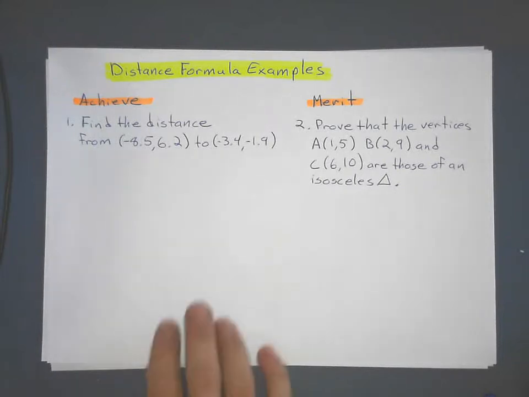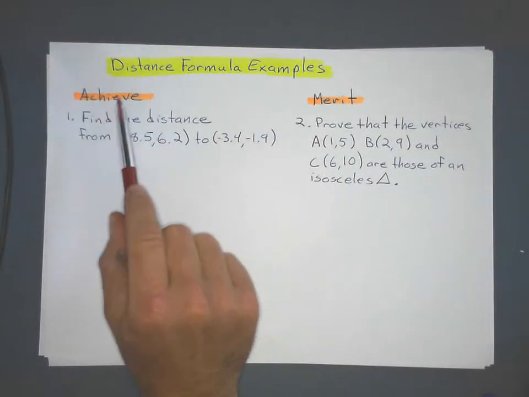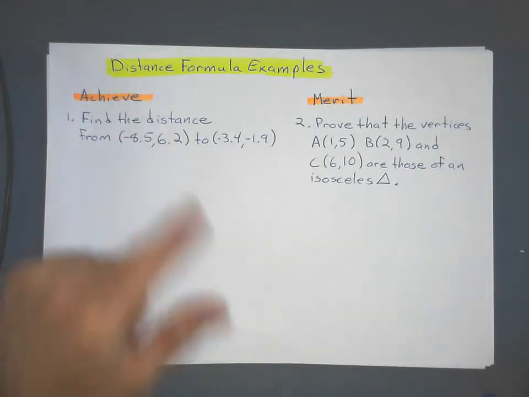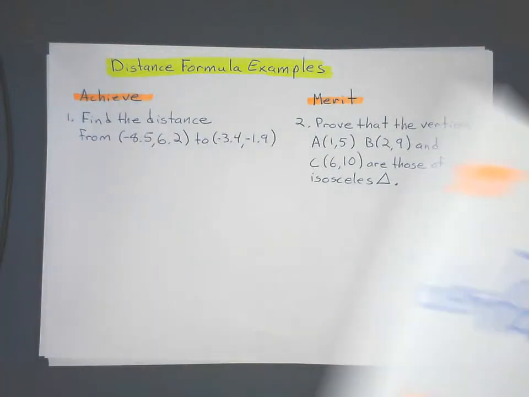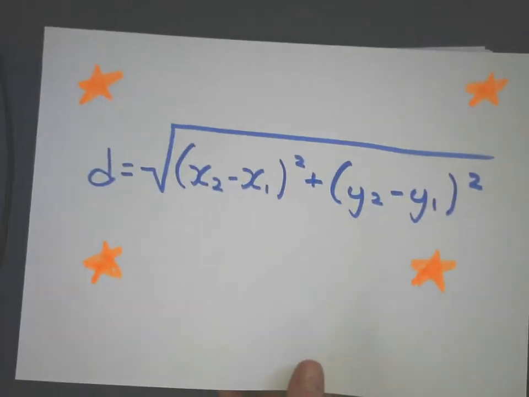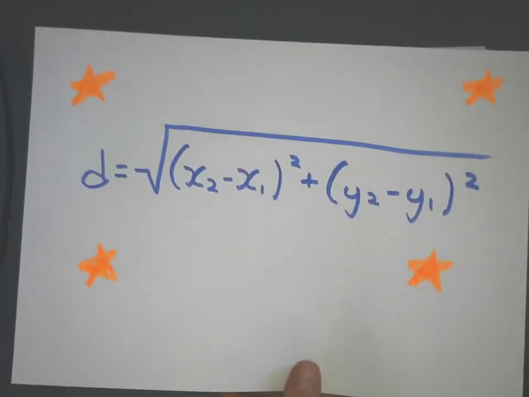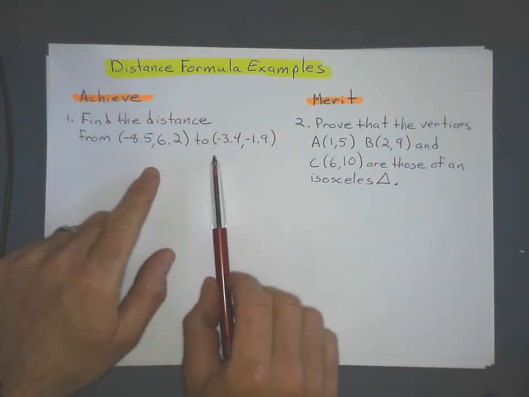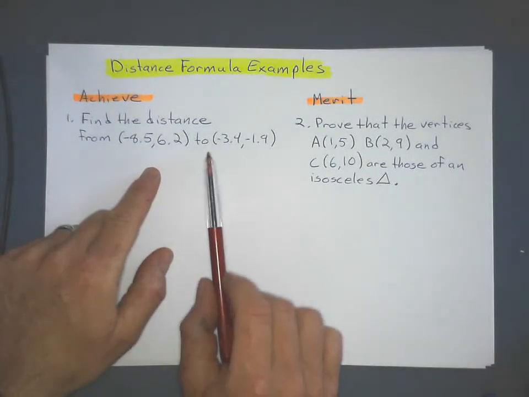We're back, and here are some examples: the difference between achieve and merit. Achieve problems for the distance formula, which we did earlier. Distance formula. Good special effects there. These are strictly, I call them plug and chug type of problems, or substitution.